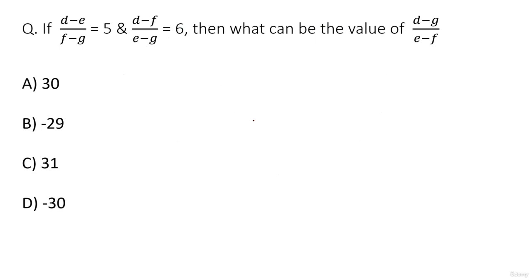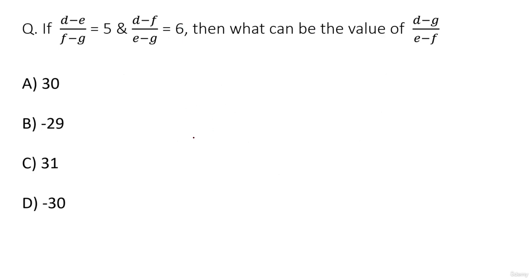Okay, so this is one of the questions from a particular mock series. I don't remember, a long time back. A really good question, a very simple one if you understand the theorem of equal ratios. If d minus e upon f minus g equals 5 and d minus f upon e minus g equals 6, then what can be the value of d minus g upon e minus f?